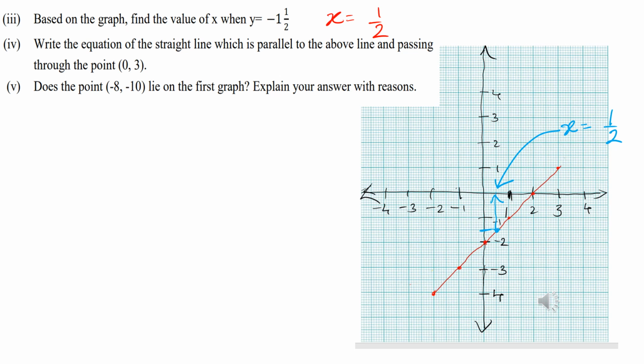Now write the equation of the straight line which is parallel to the above line and passing through 0, 3. 0, 3 means x is equal to 0 and y is equal to 3, and the point is this. This is the point, and the line goes through this point, and also it is parallel to the previous line, that means it goes here. It is something like this.